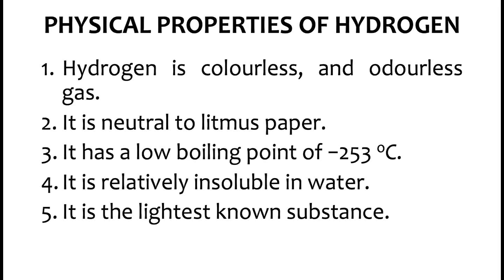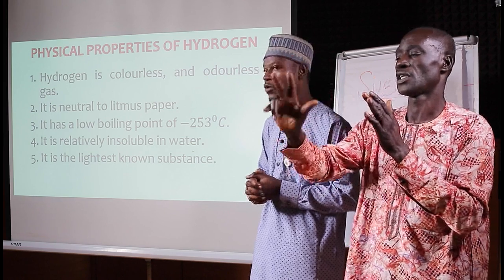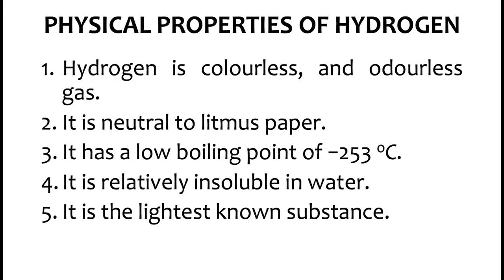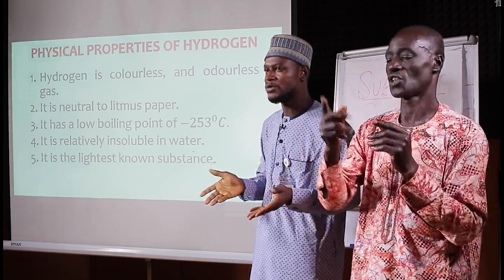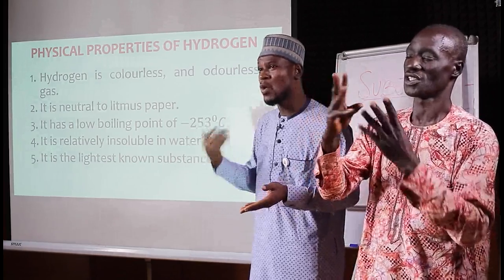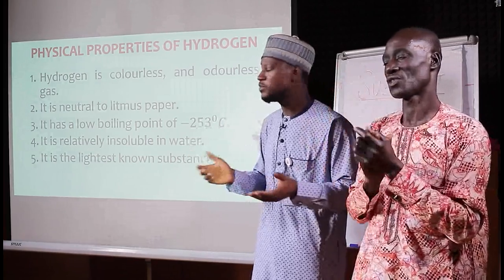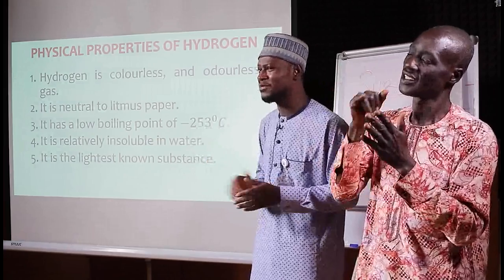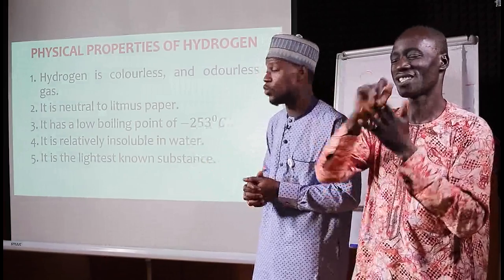3, it has a low boiling point of minus 253 degrees Celsius. That's a very, very low boiling point. 4, it is relatively insoluble in water. That means only 2 cm3 of hydrogen gas dissolves in 100 cm3 of water. That means it's just relatively insoluble. That means it does not dissolve in water.